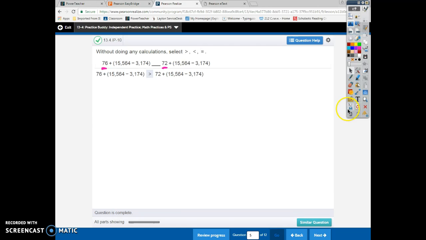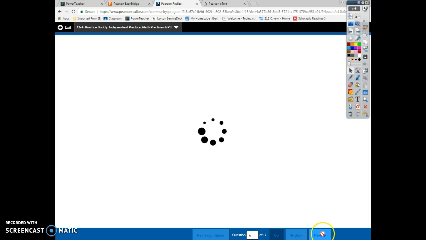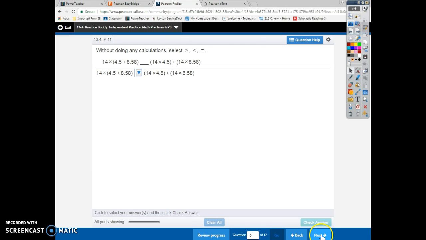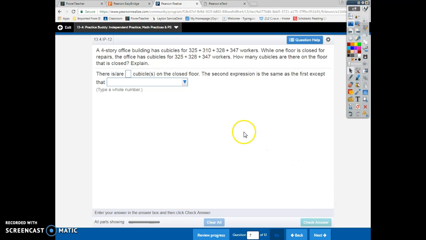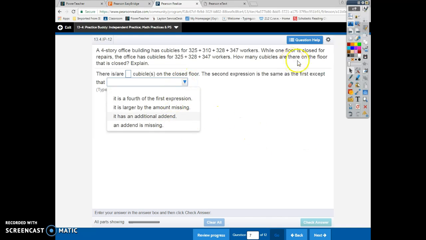So as you go through today's lesson, you're going to see many problems where they don't want you to do any math. They don't want you to solve anything. What they want you to do is think about math, and you're going to interpret which one is greater than, less than, or equal to. When we get into story problems, you're going to be reading them very, very carefully. Some of them you may actually have to solve. So this one, they want to know how many cubicles are there on the floor that is closed. There are blank cubicles on the closed floor. The second expression is the same as the first, except that, and then you would hit the drop-down menu and pick out what it says.